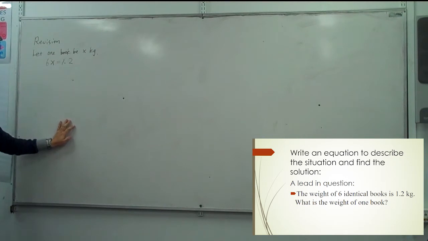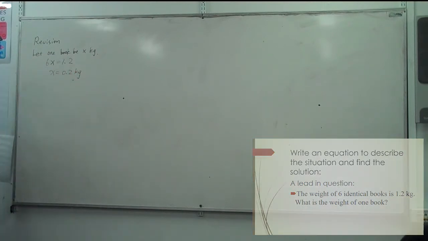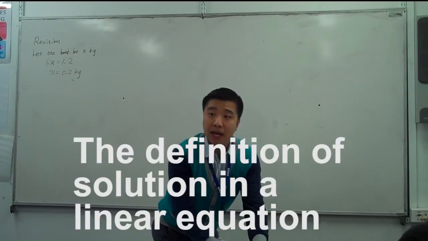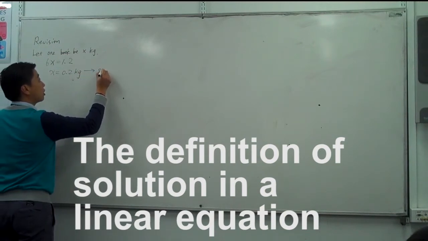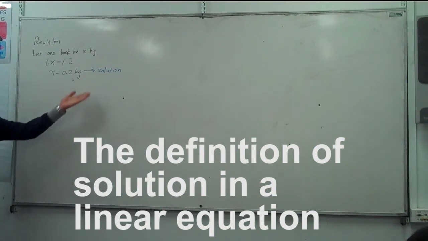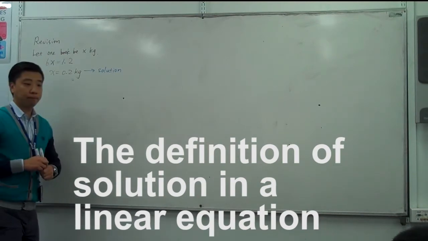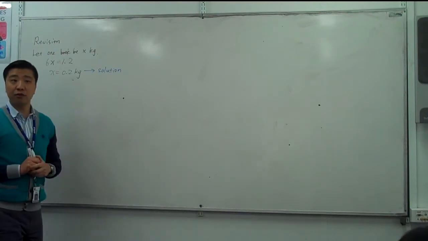Very good. Now, it can be easily solved. x equals 0.2 kilogram. Now, let me give everyone the definition. x equals 0.2 is called a solution of this linear equation. So this is called the solution. A linear equation has only one solution.